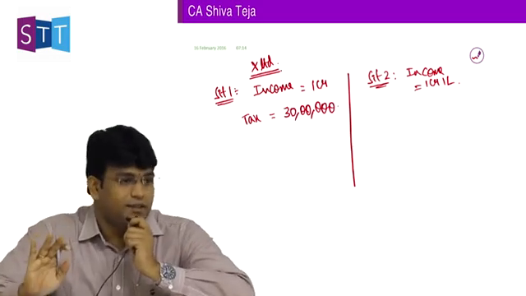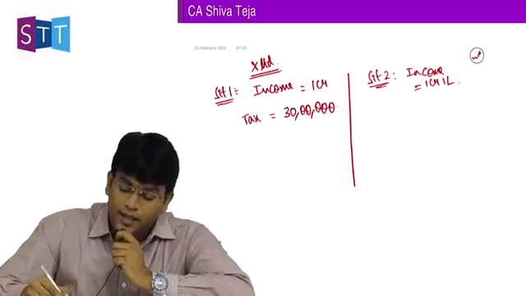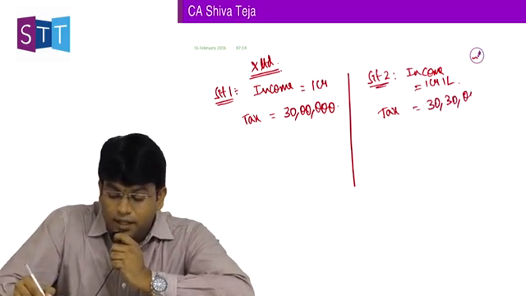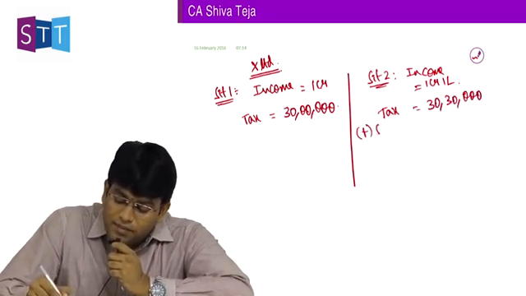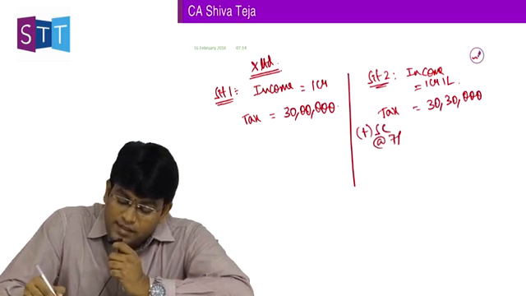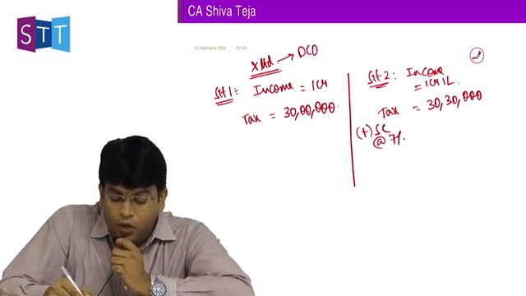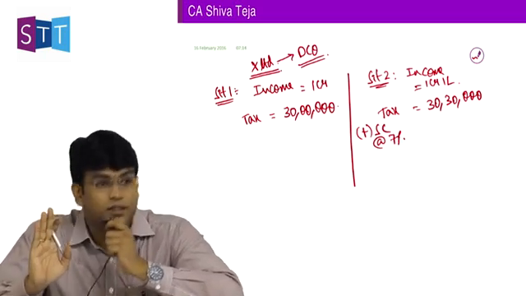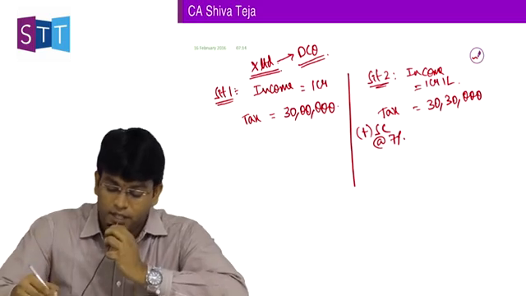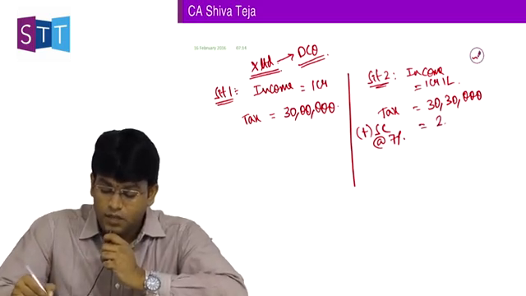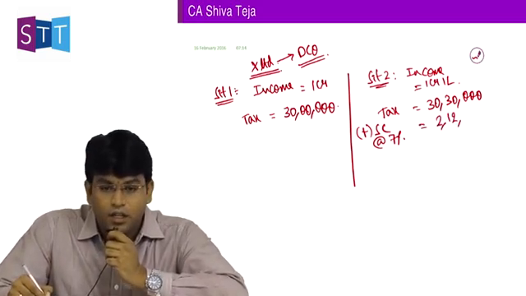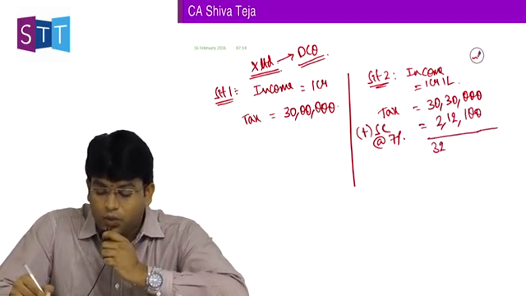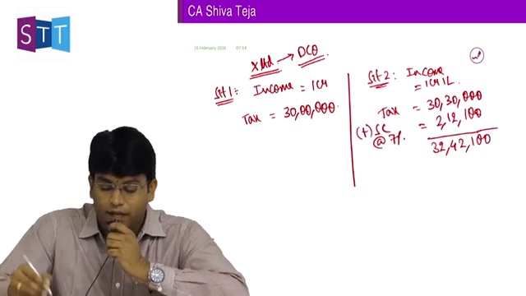Cess and all we'll add later. Now tell me, here what will be the tax? 30 lakhs, 30,000. Moreover, you'd also have something called surcharge at the rate of 7%. Assuming this is a DECO. DECO means domestic company. If it is FCO, it becomes 2%. Correct, friends? Chalo, tell me how much it is 7%. 2,12,100? Yes. 2,12,100. Total comes to 32,42,100.